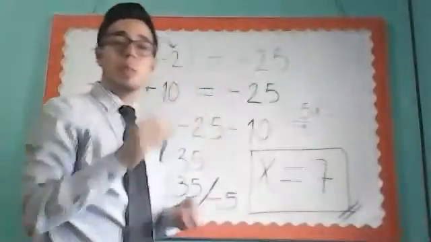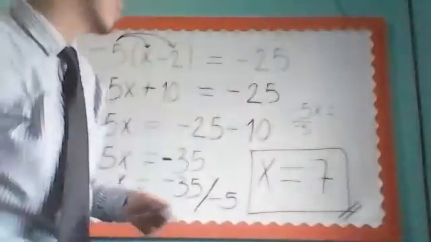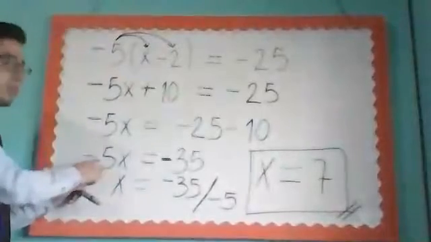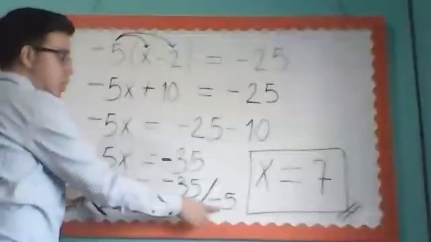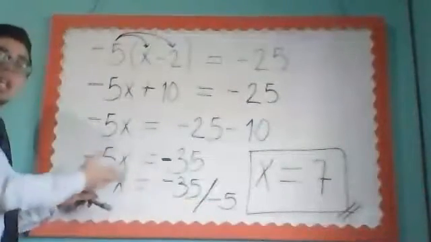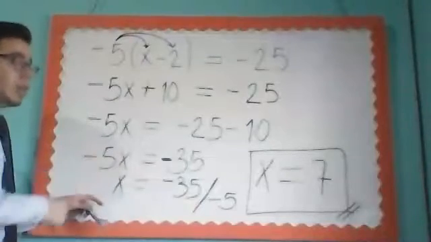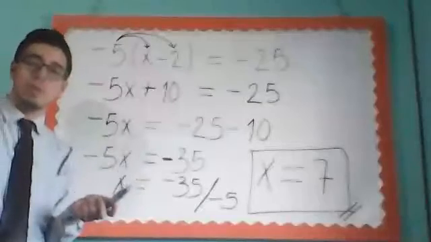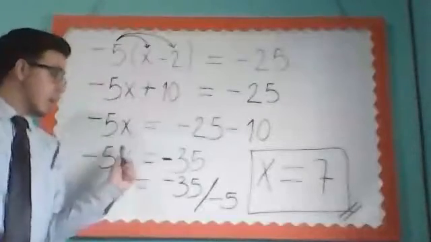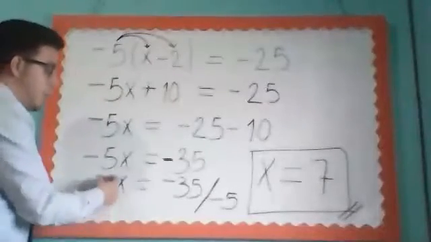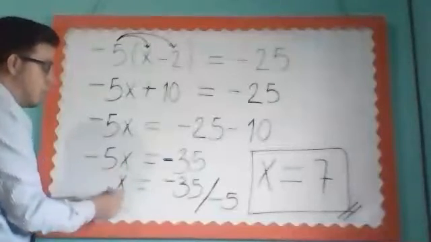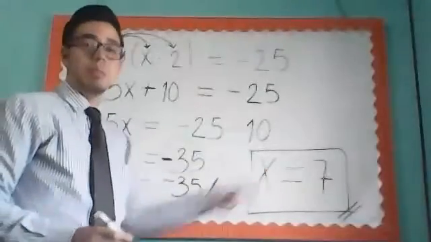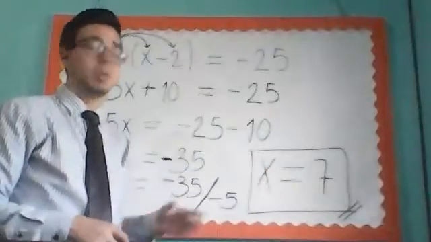They write all the steps, but you don't need to write everything if you are understanding what you are doing. I have the 5 multiplying, I pass it to divide. If the 5 were dividing, I would pass it to multiply to the other side. So it's only to remember about the inverse operations, and that I want to keep my variable alone. I want to isolate my variable because I want to know the value of this variable. I cannot have my variable with another number.